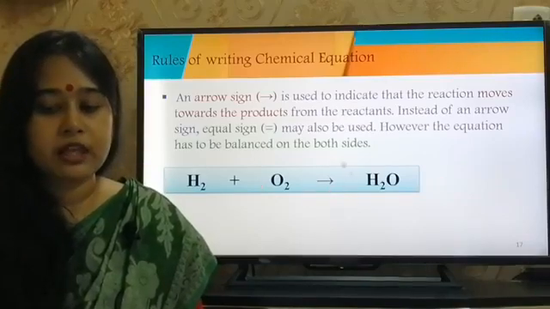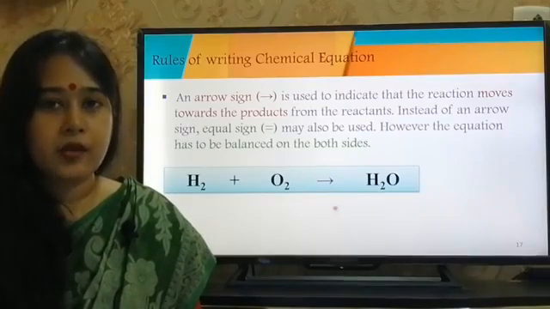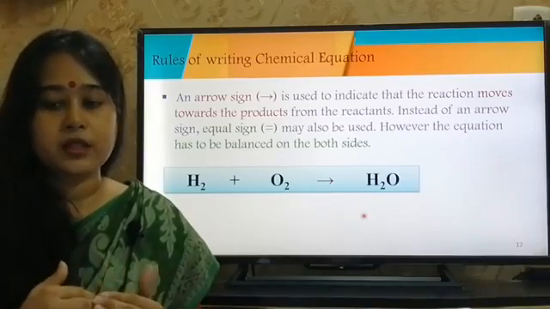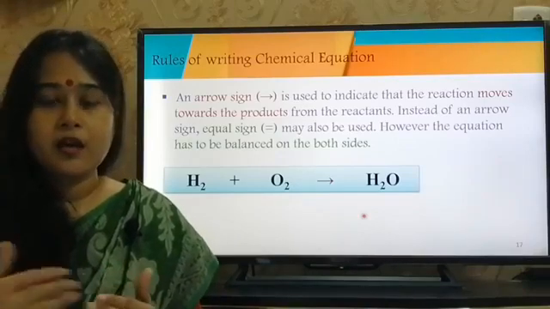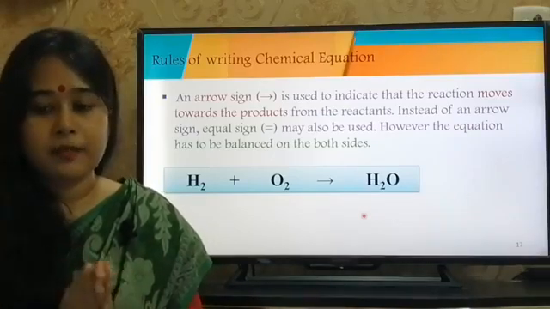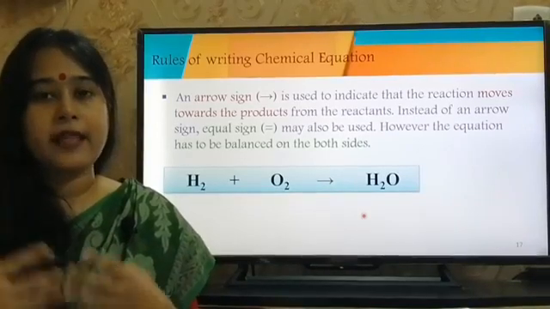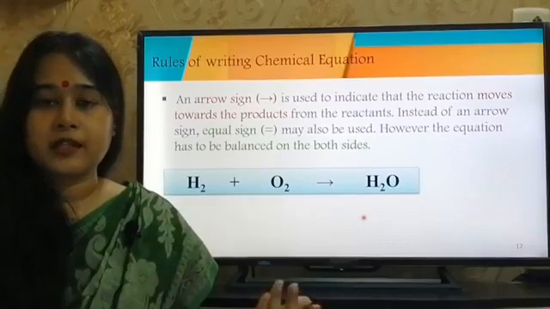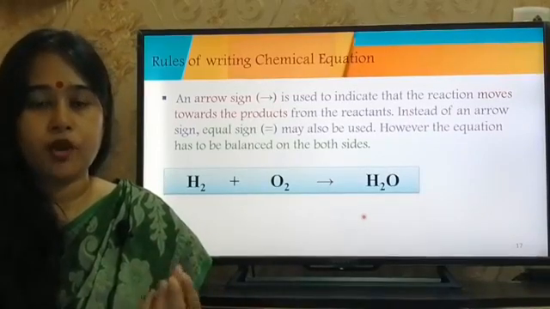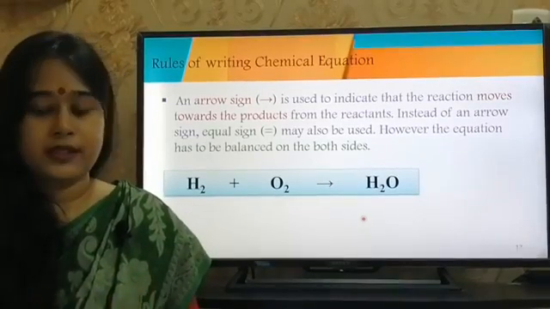So we do not give the equal sign here. That means we are using the arrow sign here. It indicates that the reaction moves towards the products from the reactant side. But the equation is not balanced. Whenever we have a balanced equation, that means on the reactant side and on the product side we have an equal number of atoms of reactants and products. At that time we can use the equal sign.